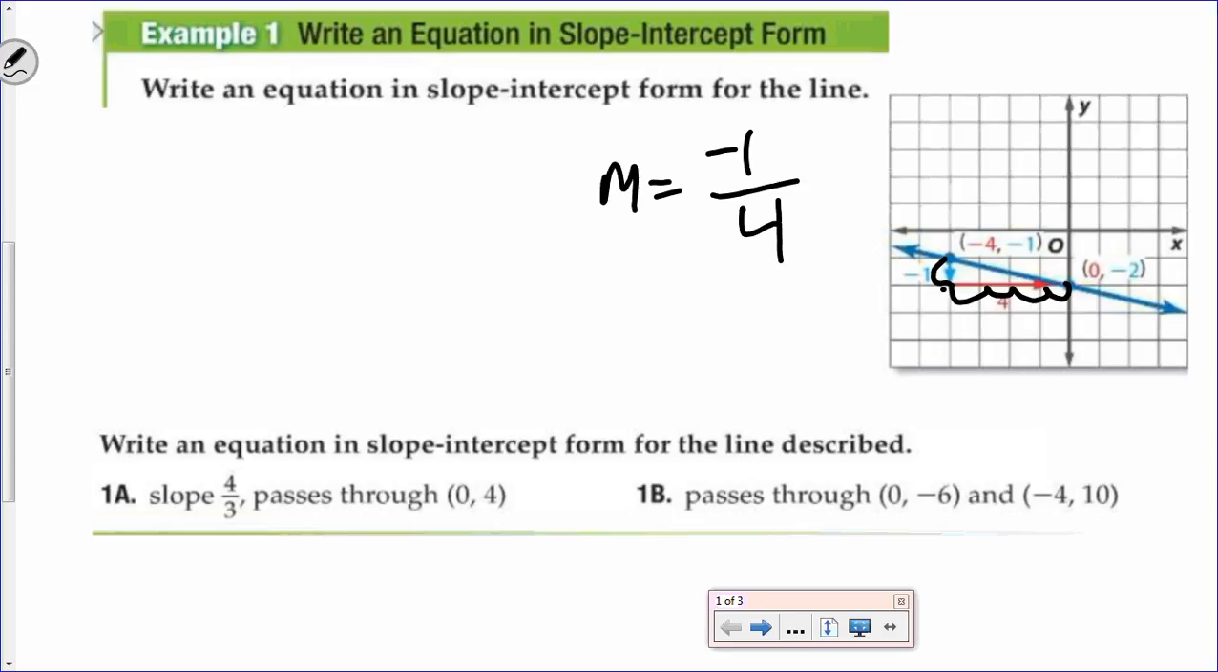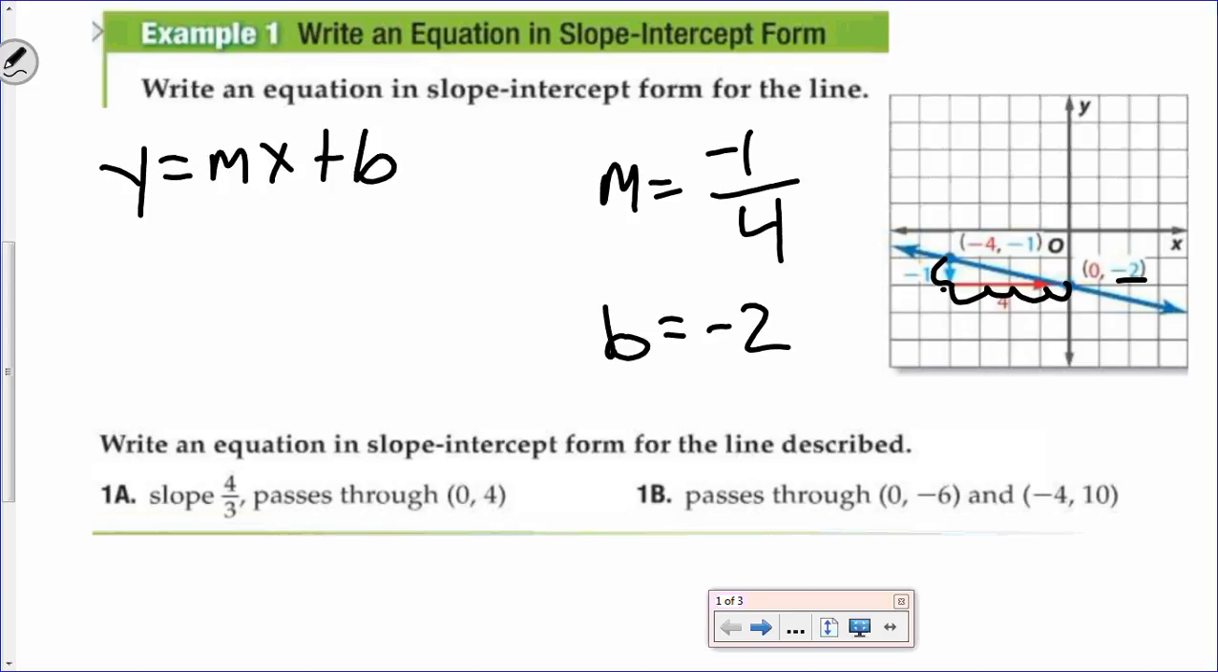Of course, the point (0, -2) is where this line is crossing the y-axis. So our y-intercept, or our value of b, is -2. So we have the slope, we have the y-intercept. We should be able to fill out our form, y equals mx plus b. That's our slope-intercept form, by just substituting -1/4 for m, and then plus b, so plus -2, just write that as minus 2. y equals -1/4 x minus 2. There's our answer.